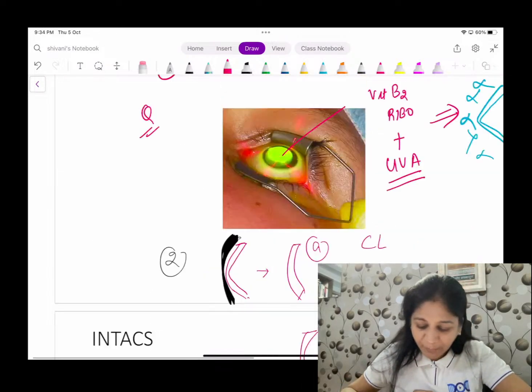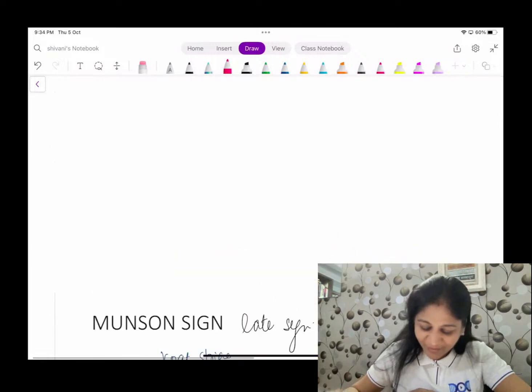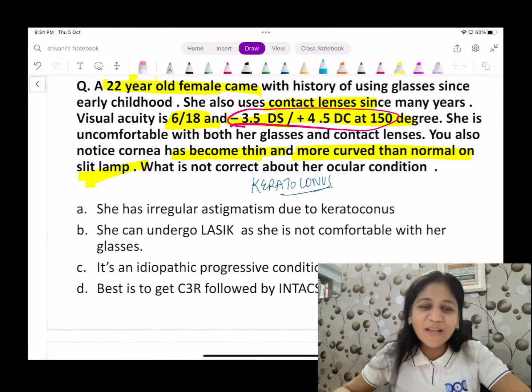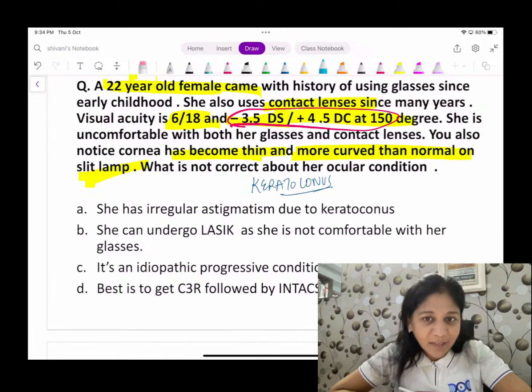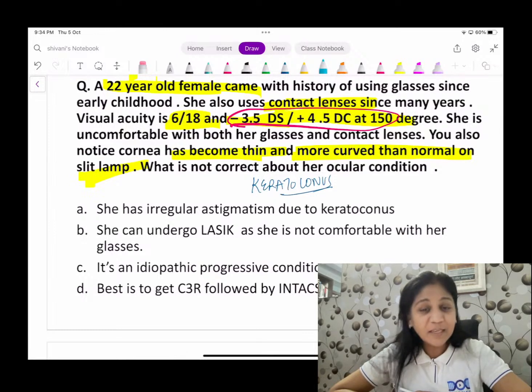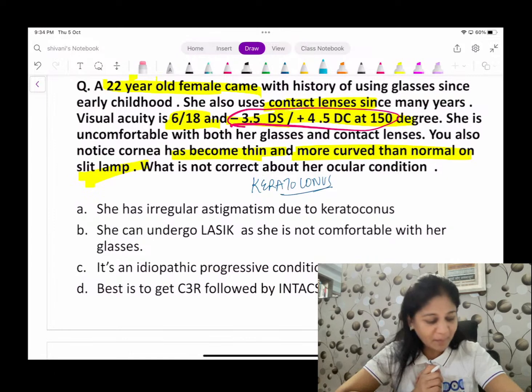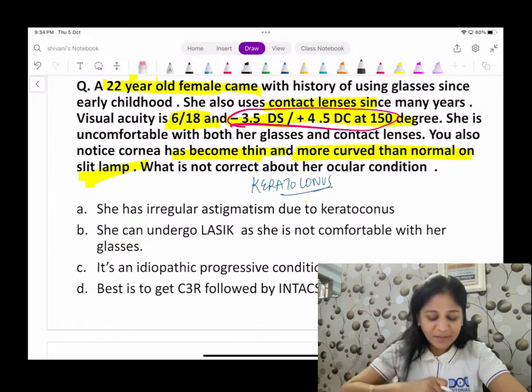I think I forgot to get back to the question. I'm so sorry guys, I forgot to tell you the answers. So can I ask you the question? How are we going to answer this? She has irregular astigmatism due to keratoconus. She can undergo LASIK as she is not comfortable with her glasses. It's an idiopathic progressive condition. Best is to get C3R followed by Intacs. So any answers from you now? Now that we have read the topic, can you answer? It's a very important topic guys. Can you answer me now?